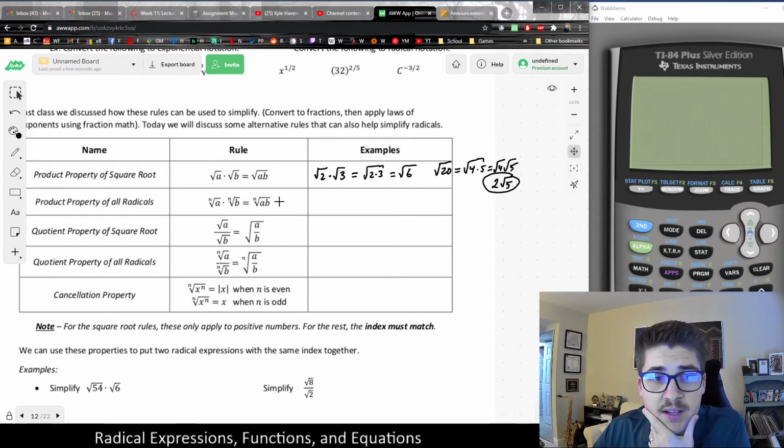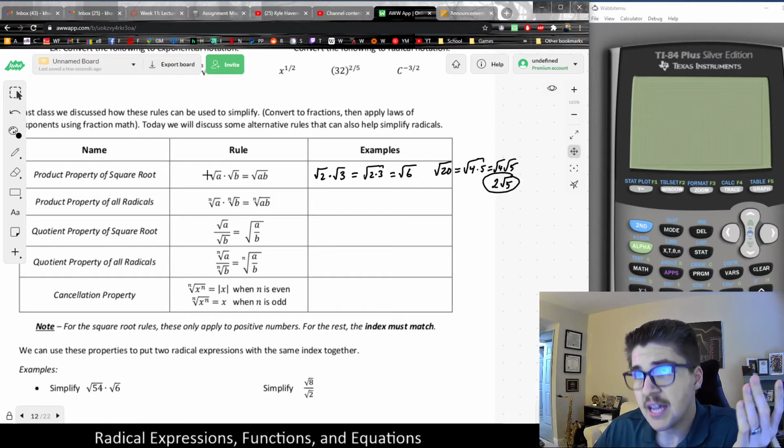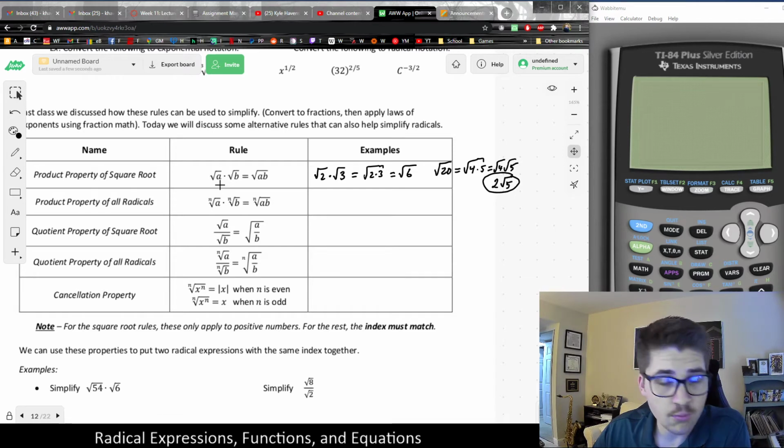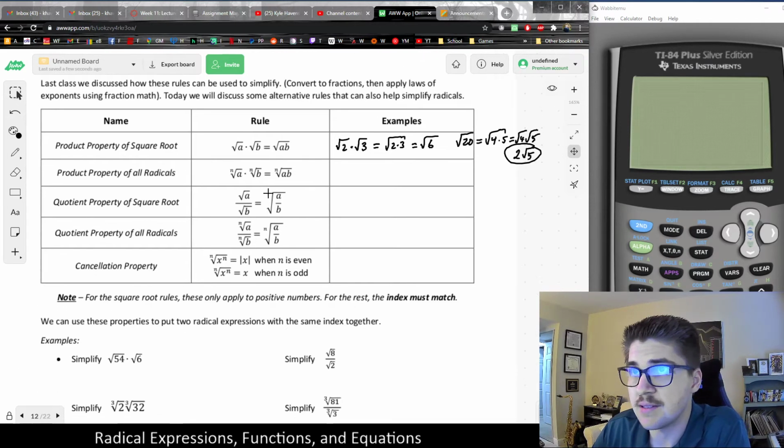And the same rule applies to all indexed roots, but it's worth mentioning that in these cases, these only work for numbers a and b which are positive, because if they're negative, those components would not be real to begin with, and actually these rules don't work anymore in those cases.